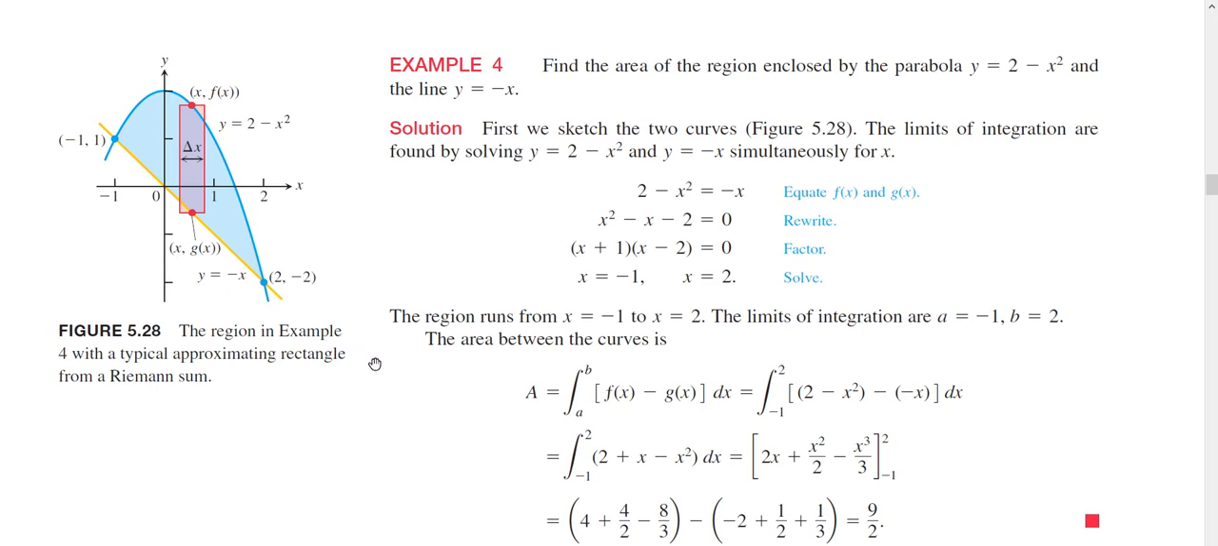By the definition of area between the curves, we have the integral from a to b of f(x) minus g(x), as upper curve minus lower curve. This is equal to the integral from minus 1 to 2, because a here is minus 1 and b here is 2, and our upper curve f(x) is 2 minus x squared, and our lower curve g(x) is y = minus x. So just replace g(x) by minus x and then integrate from minus 1 to 2, and we have 9 over 2. So this is the area between these two curves.